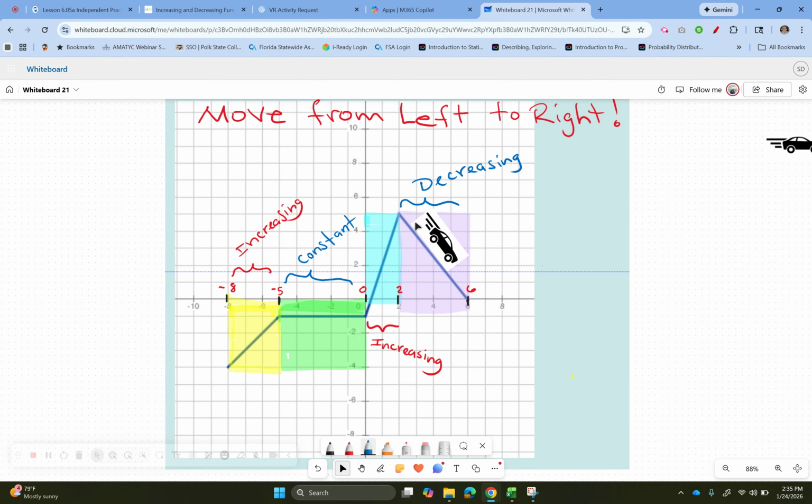Okay, imagine you're traveling in a car. Let me put it back all the way to the left. Imagine that you're coming from the left in a car, and when you encounter the line, you're traveling along the line. So here you're going to have to go up. When you get here, you're going to have to go flat. And then when you get here, you're going to have to start going up again. When you get up here, you're going to have to go down.